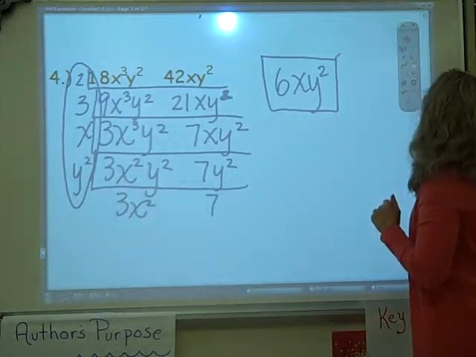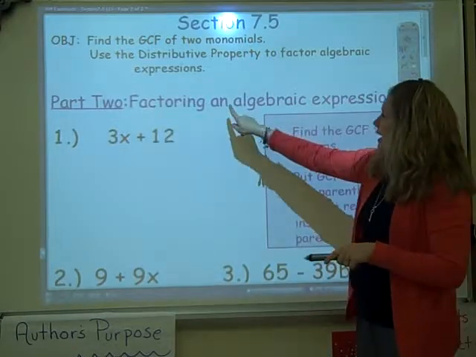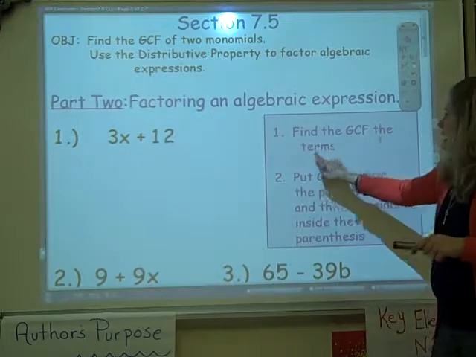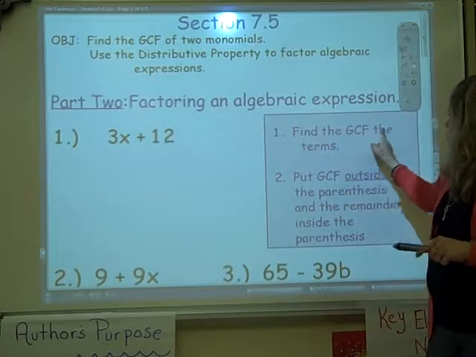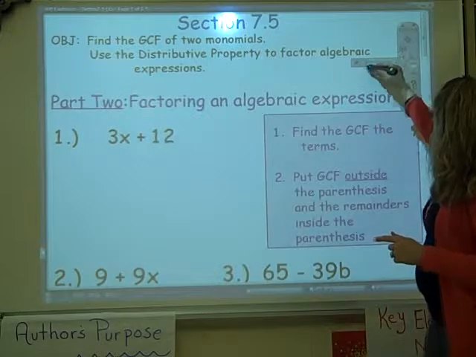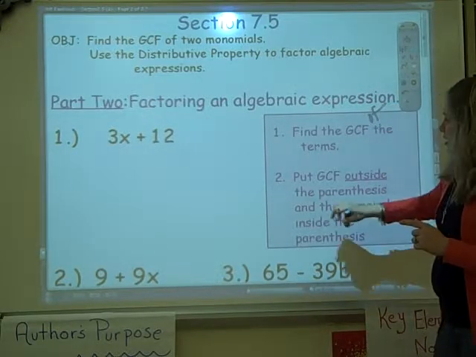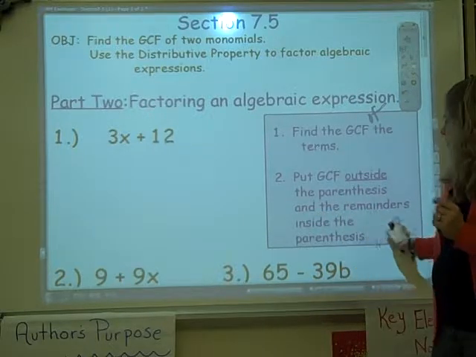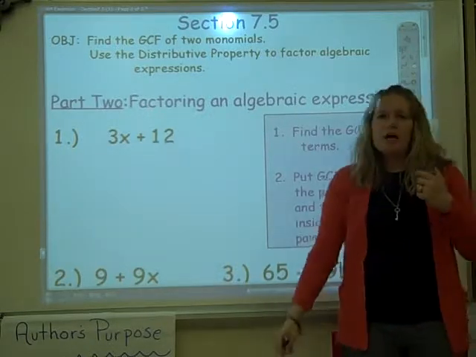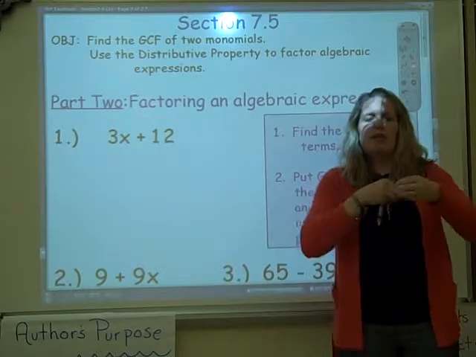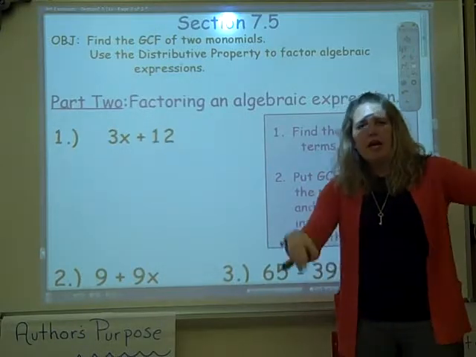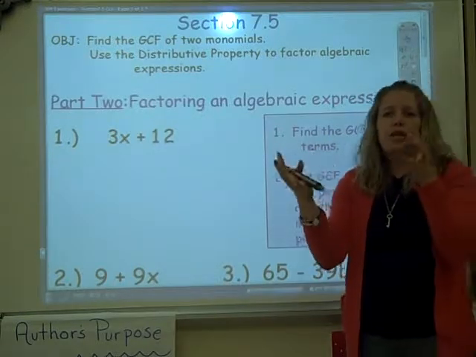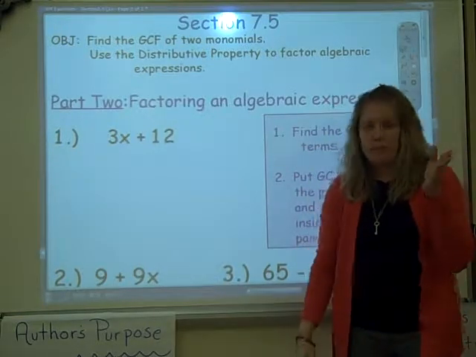Okay, let's do some factoring now. Part 2, factoring an algebraic expression. Step 1, find the GCF of the terms. Step 2, put the GCF outside the parentheses and the remainders inside the parentheses. Basically what you're doing is the reverse distributive property. You're pulling out the GCF and then leaving the remainder inside the parentheses. So it's going to look like our problems from section 7.1.